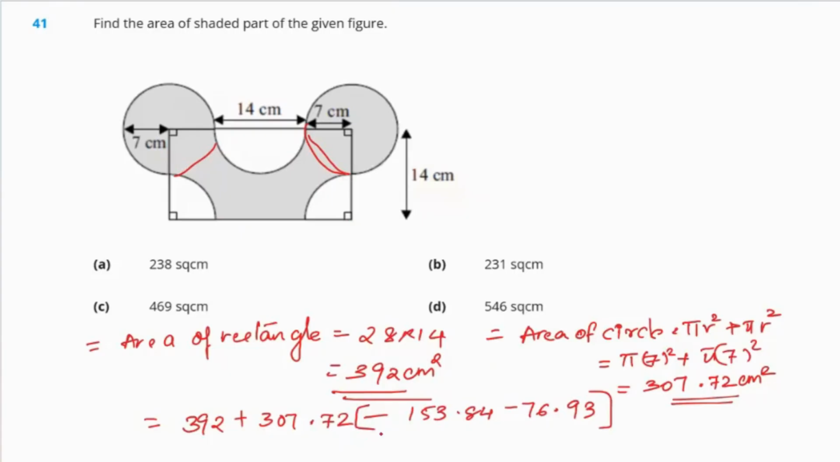Okay, first we have to add, then we have to subtract. So when we do this, we will get 468.83, which is approximately equal to, we can round off, that is 469 centimeters square approximately. So the correct option is 469 square centimeters.